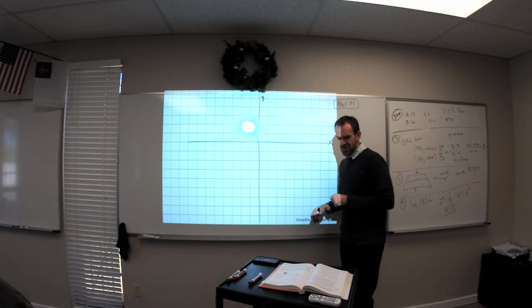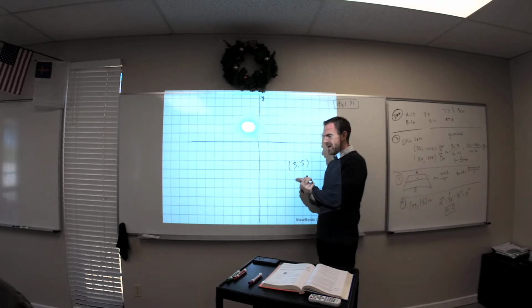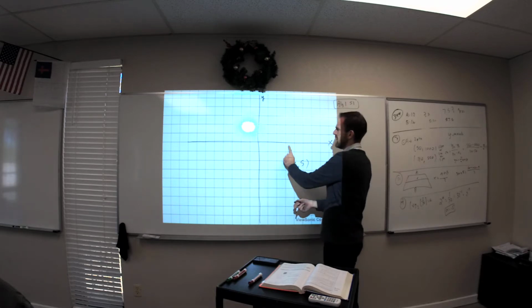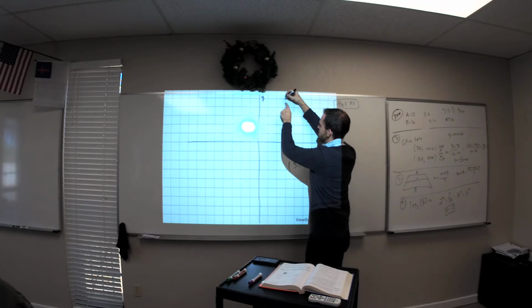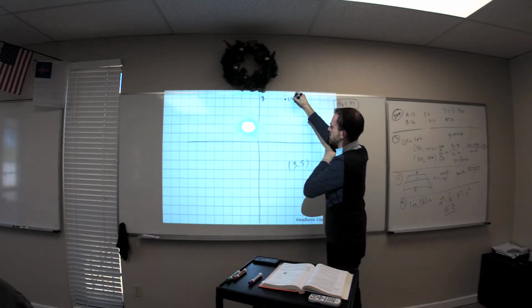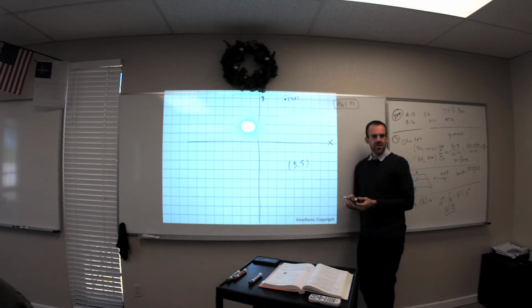If I wanted you to graph a point like (3, 5), you would go 3 in x and 5 in y. So I go 3 in x, I go 5 in y, and then I see where they cross, which is that point right there. What is one thing that I missed?